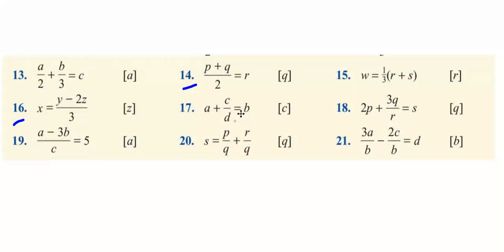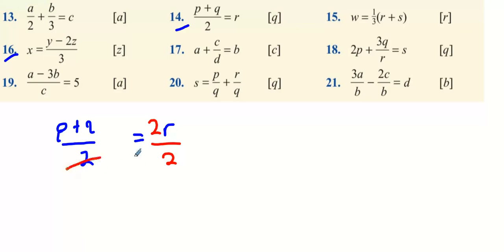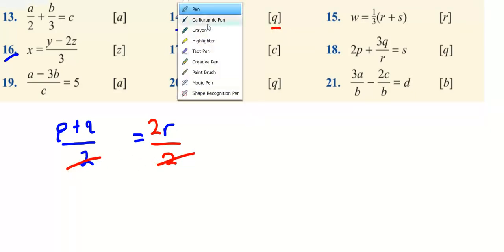Okay, so let's have a look at 14 and 16. Question 14 is p plus q over 2 equals r. In this case, we could give both sides a common denominator, 2 on the top and 2 on the bottom for the r. Everything's over 2, the 2 cancels. We're looking to get the q on its own.